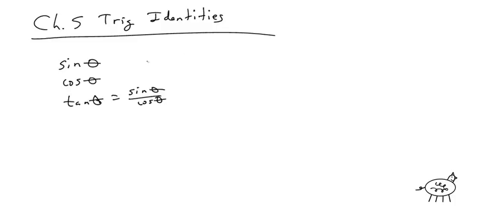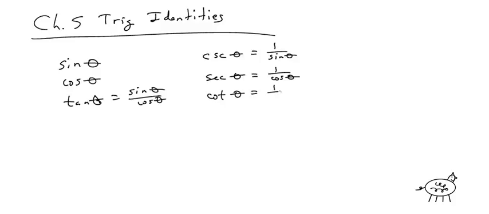We also know cosecant of theta is 1 over sine of theta, and secant of theta is 1 over cosine of theta. And of course, cotangent of theta is 1 over tangent of theta, or in terms of sines and cosines, it's cosine of theta over sine of theta. So those are really the trig functions that you guys know already.